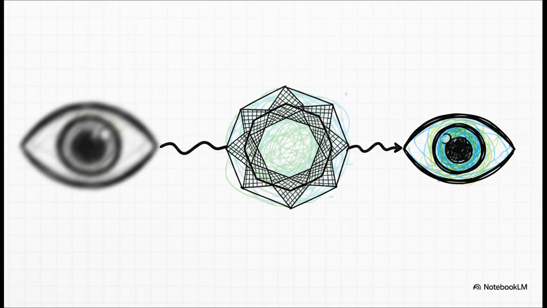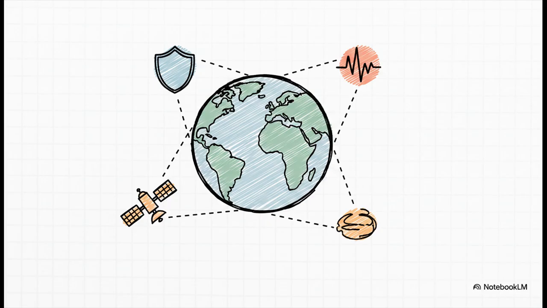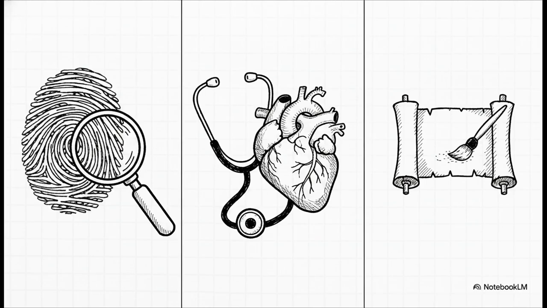It's kind of magic. So why learn all these formulas? Because the real-world stakes for these models are incredibly massive. We use these exact techniques to catch criminals, diagnose diseases, and save old historical archives.